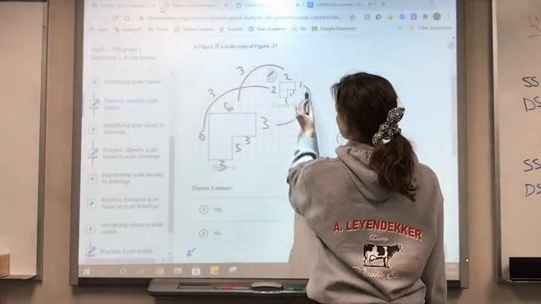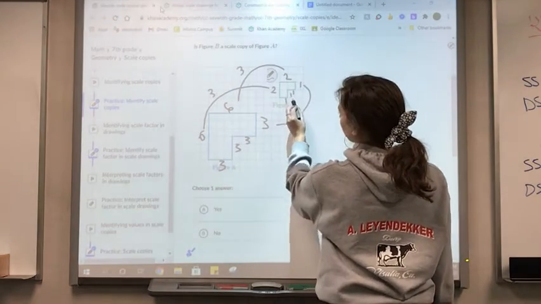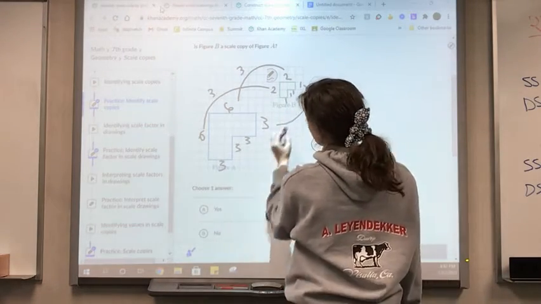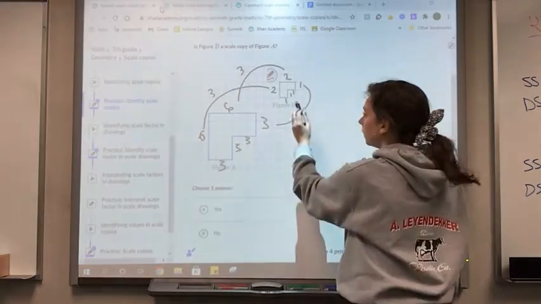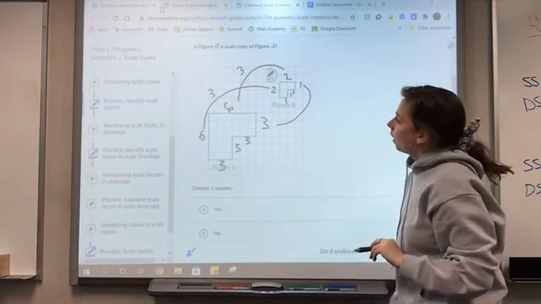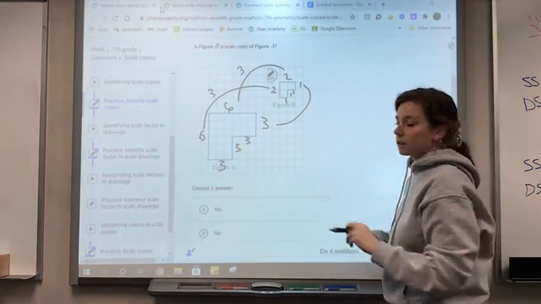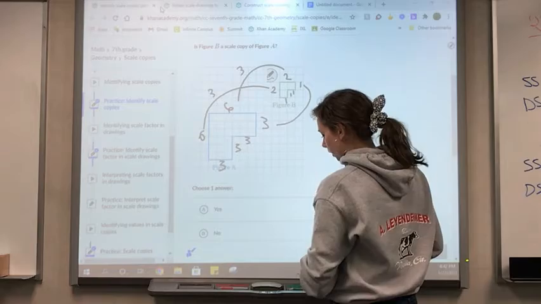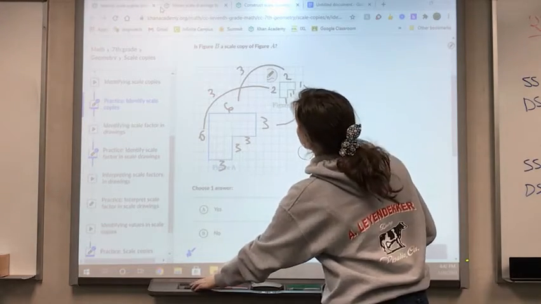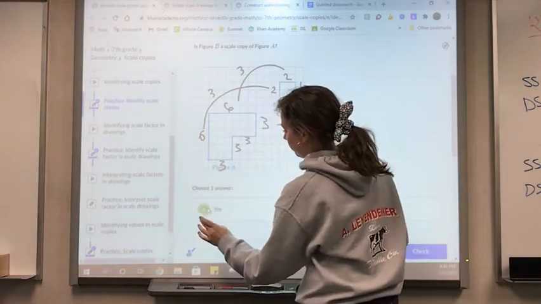1 times 3 gives us 3, and then we have 1, 1, 1, times 3 equals 3, times 3 equals 3, times 3 equals 3. So all of the sides multiplied by 3 gives us the correct number for the corresponding sides. So this would be a scaled copy.